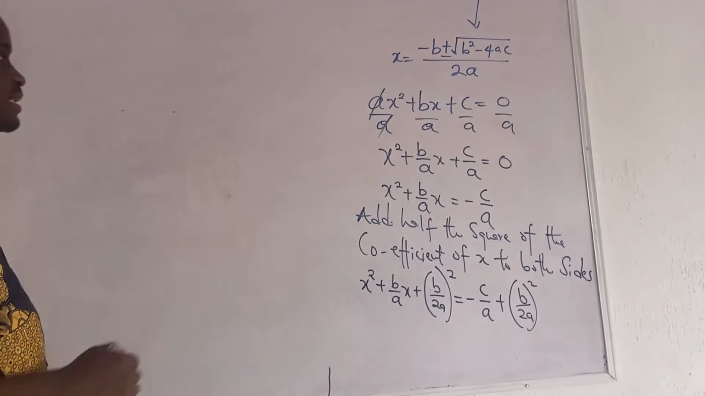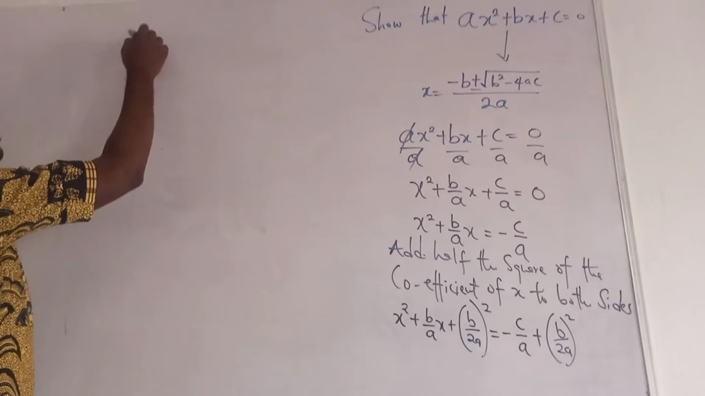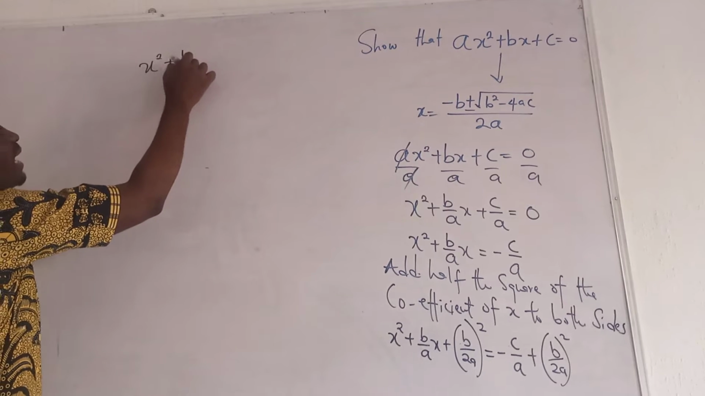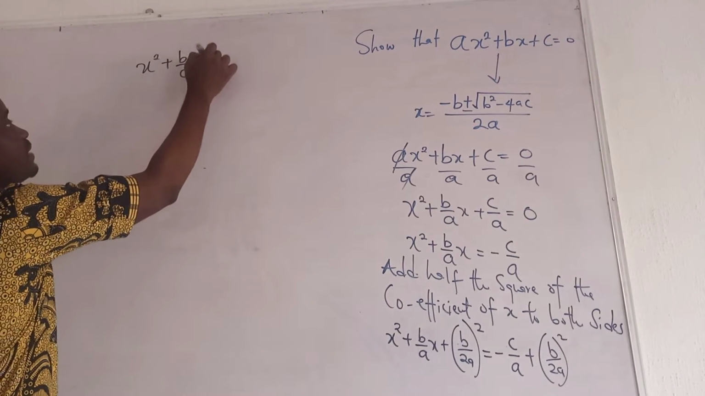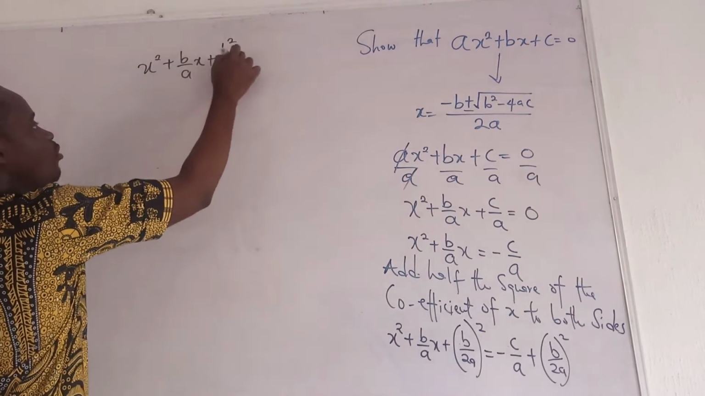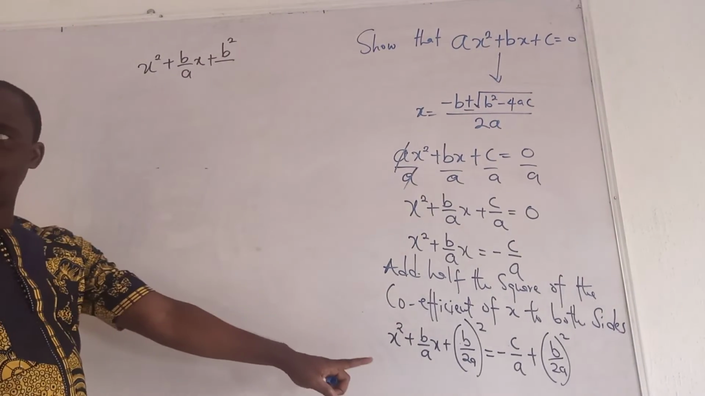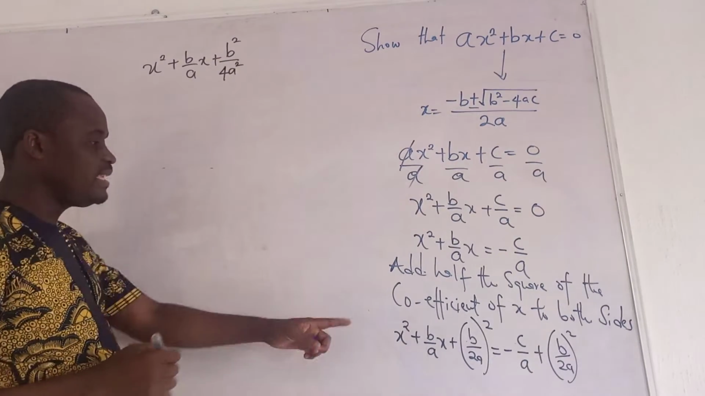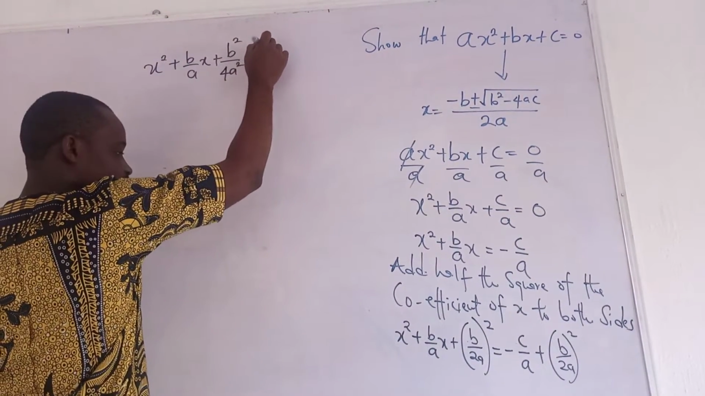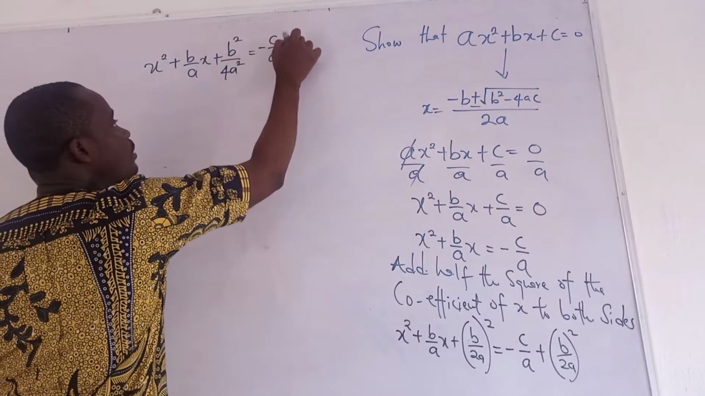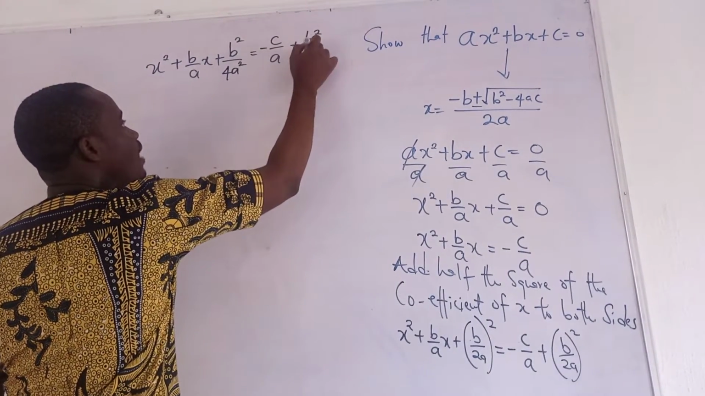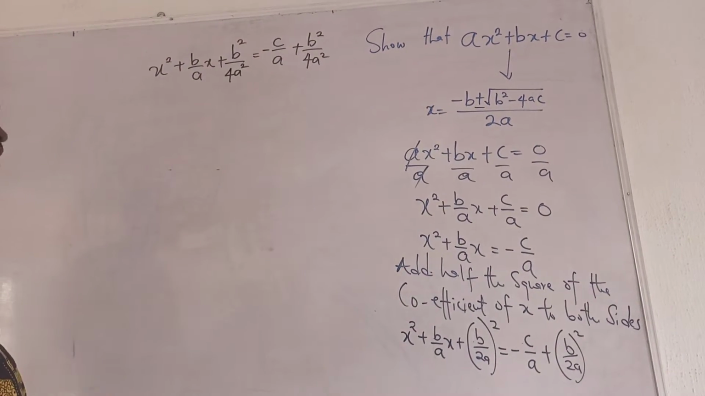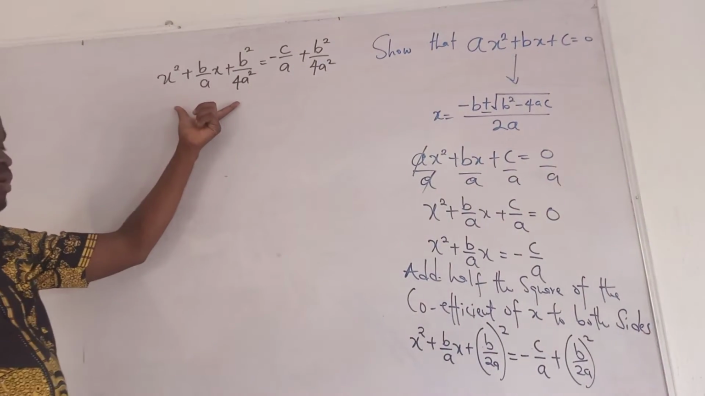Having done this, this will now be x squared plus b over a x, then plus b squared over 2a squared, which is 4a squared, equals minus c over a plus b squared over 4a squared. With this, I know I've solved part of it. Then let's concentrate more on this part.